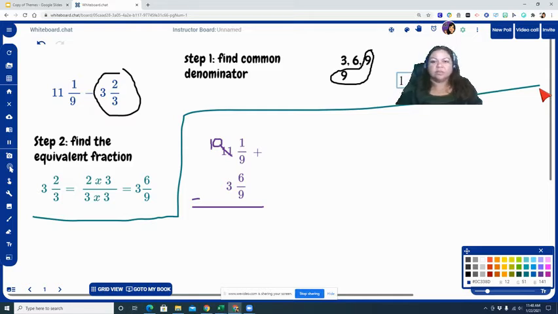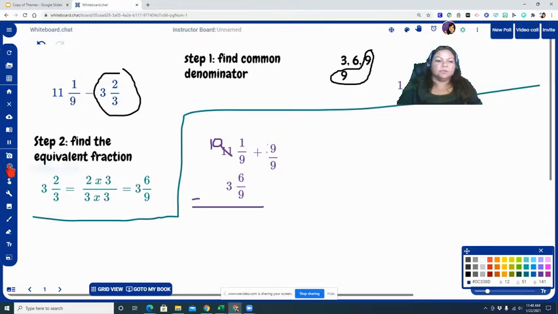9 over 9 is 1. 3 over 3 is 1. 1,000 over 1,000 is equal to 1. But I want to use a fraction with the same denominator. So in this case, I will use 9 over 9. Okay? 9 over 9. So now I'm ready to add that 1, which is 9 over 9.